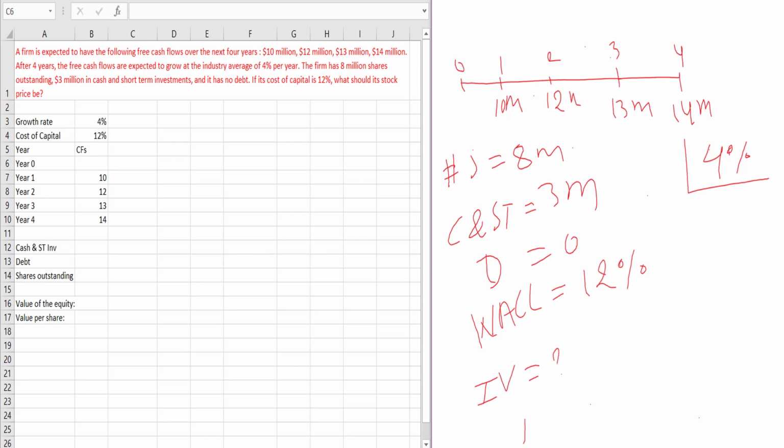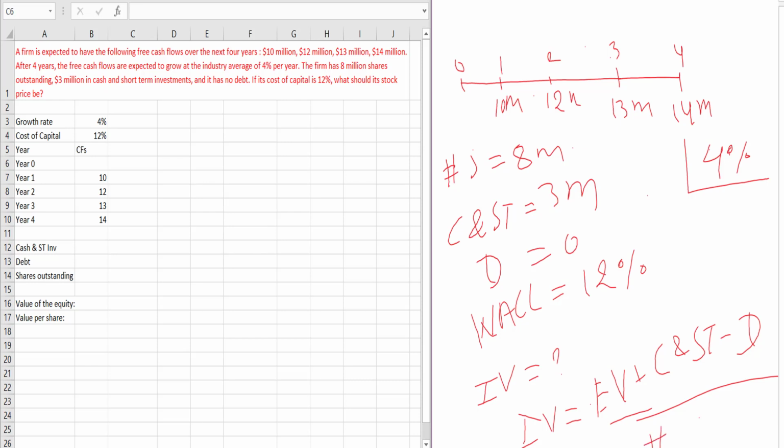Remember, intrinsic value of a stock equals enterprise value plus cash and short-term investment minus debt, over number of shares. This is how we compute the intrinsic value of a stock, right? So let's compute it here. So I have all this information here, right? So the growth rate is 4%, cost of capital is 12%, and the cash flow for the next 4 years is given here.